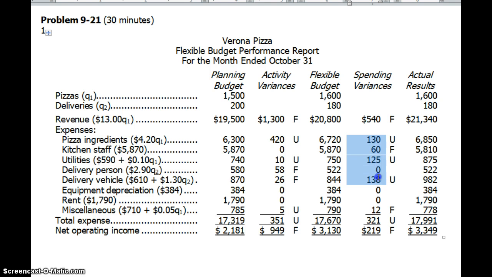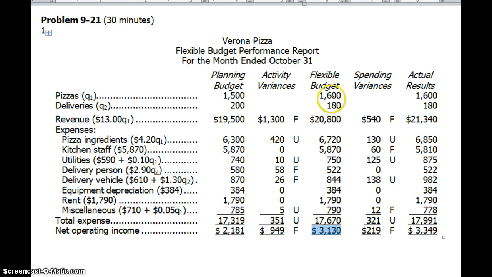Are we spending more or less in certain expense categories? In order to do this, we must first calculate our flexible budget. What we need to do with the flexible budget is take the actual level of activity, which is 1,600 pizzas, 180 deliveries, and rework the planning budget. When doing so, you end up with a flexible budget profit of $3,130.